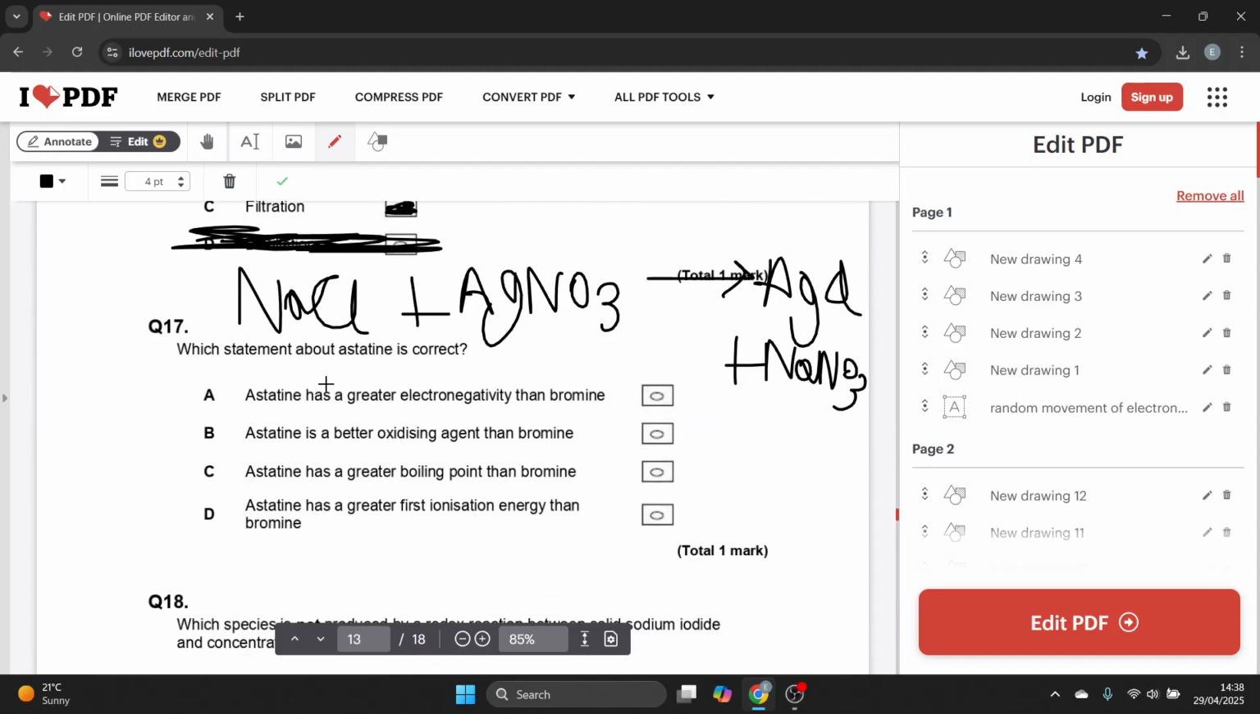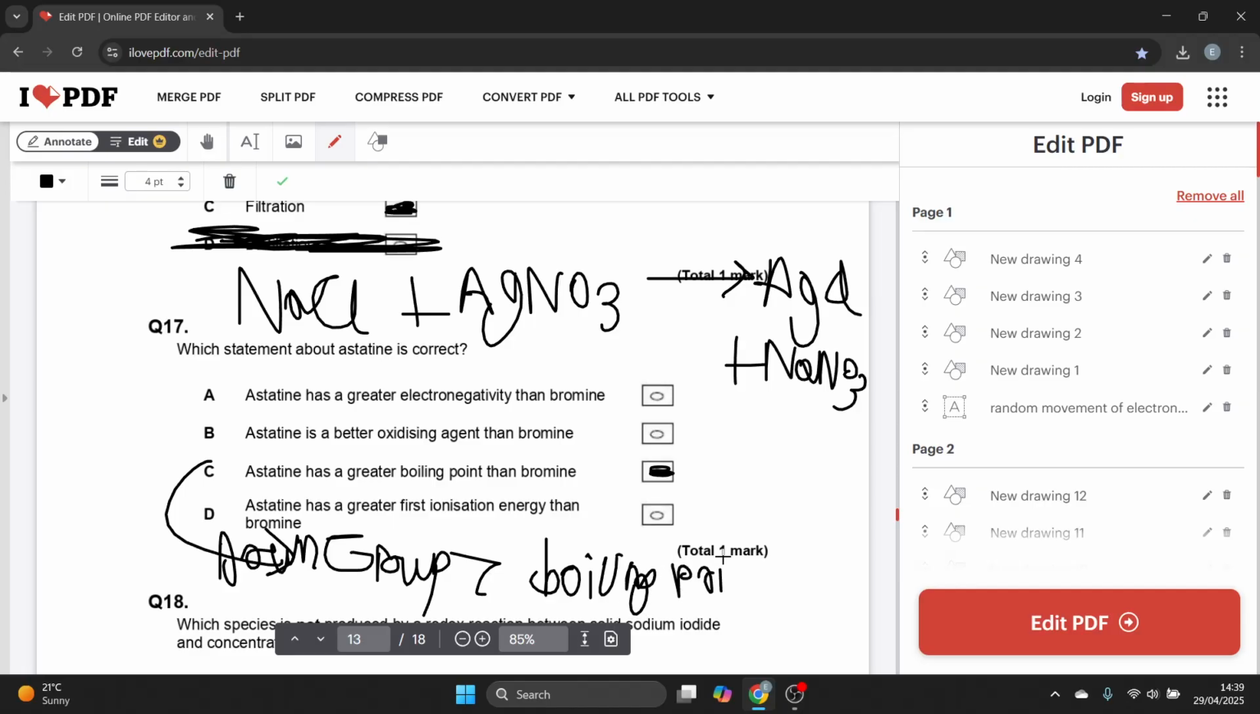Which statement about astatine is correct? Astatine has a greater electronegativity than bromine. Well, let's have a look. Where's bromine? Where's astatine? Astatine is further down the group than bromine. Astatine has a greater boiling point than bromine. Boom, that's the answer. As you go down group 7, the boiling points increase.